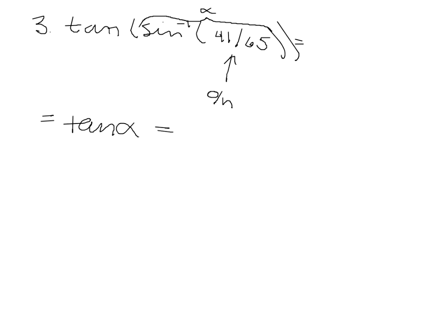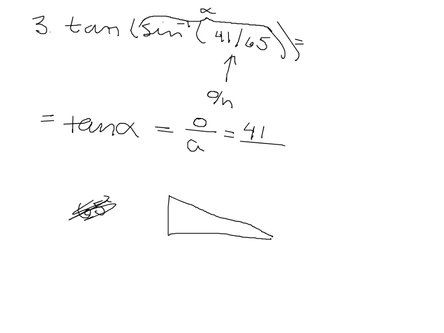as tangent alpha, which, by the way, is opposite over adjacent. So I need to find opposite over adjacent. I have opposite and hypotenuse. So opposite is 41, and now I need to figure out adjacent. So I can keep drawing the triangle, but I'm comfortable with saying, yeah, I guess I'm going to go ahead and draw the triangle. Okay, so here's my angle alpha. Opposite is 41, and hypotenuse is 65.